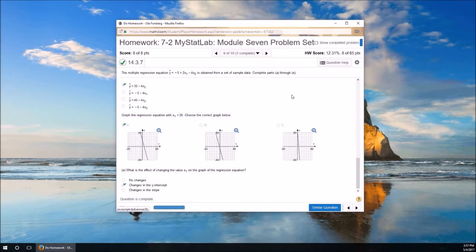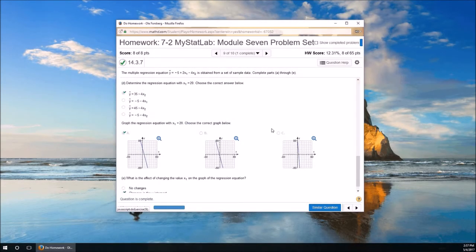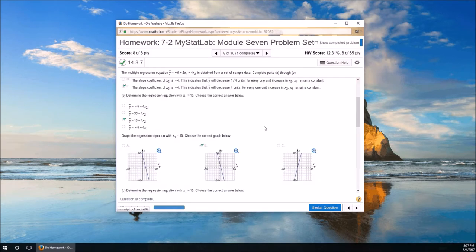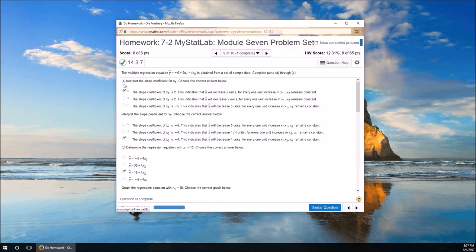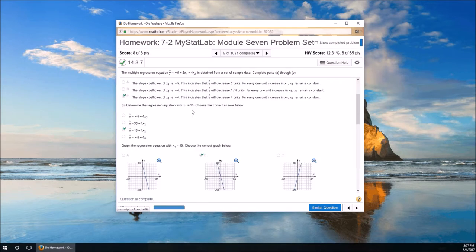And thus we're at the end of problem number 9. Let's go through and review what we learned here. Part A, we interpreted the slope for x1 and the slope of x2. Then we started changing the value of x1. Instead of x1 being a variable, we said, it's now 10. And we looked at the effect of changing the values of x1. X1 is 10, 2 times 10 is 20, 20 minus 5 is 15, so it's 15 minus 4x.